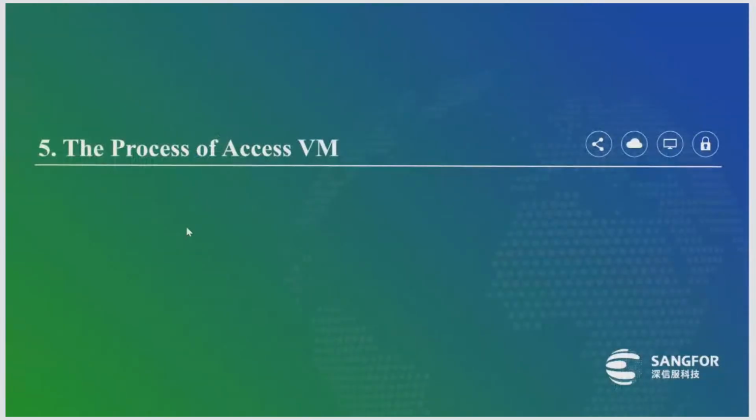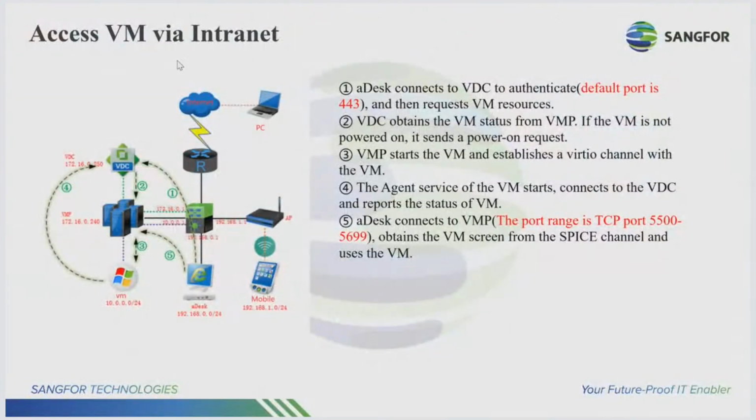Okay, and the last one, the process of accessing virtual machines. This is a detailed process about how we get the virtual machines. First, you can see the thin client. The thin client will connect to the VDC for authentication, and then request virtual machine resources.